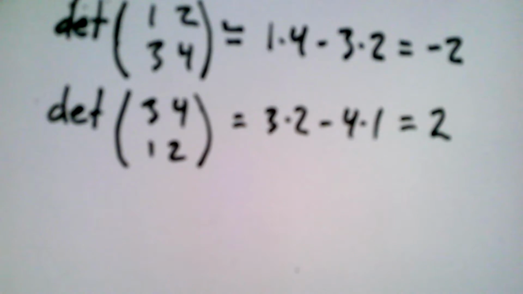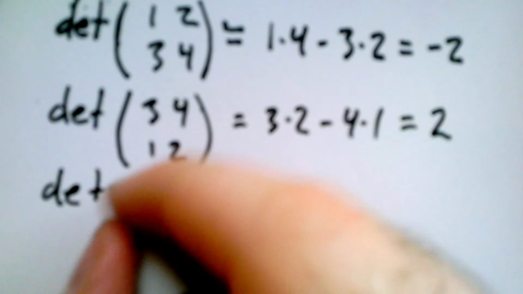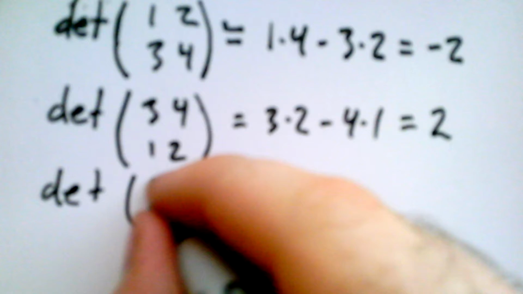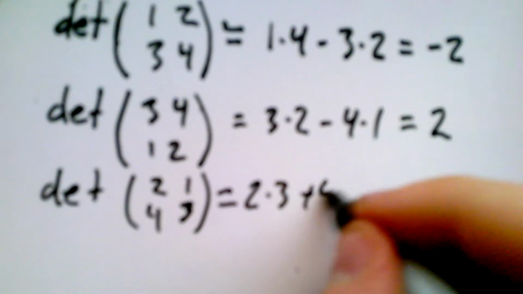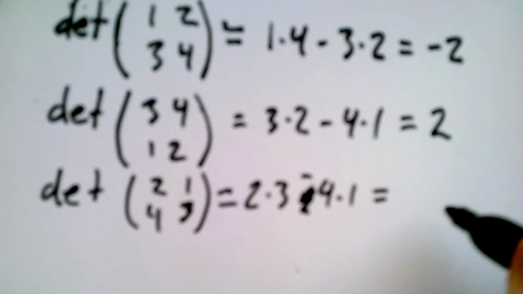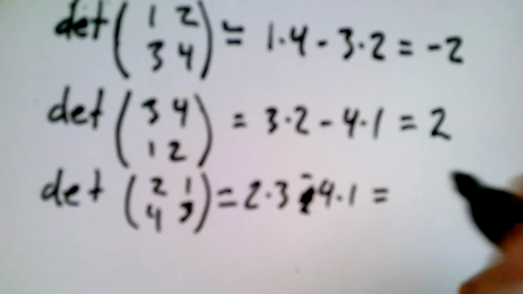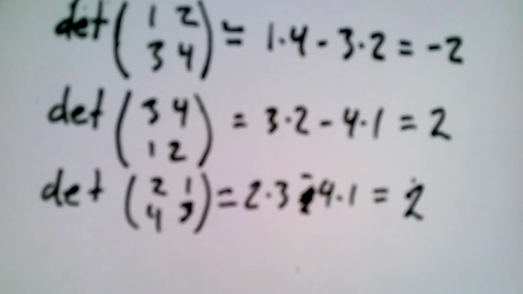Turns out whenever you switch rows on a matrix, the determinant will switch signs. And it works just the same for columns. So the determinant of 2, 4, 1, 3 is going to equal 2 times 3 minus 4 times 1. The anti-diagonal gets a minus sign on it. That's going to be 2 as well. So switching the rows or the columns will change the sign of your determinant. This isn't a proof, but we could put a proof in another video.